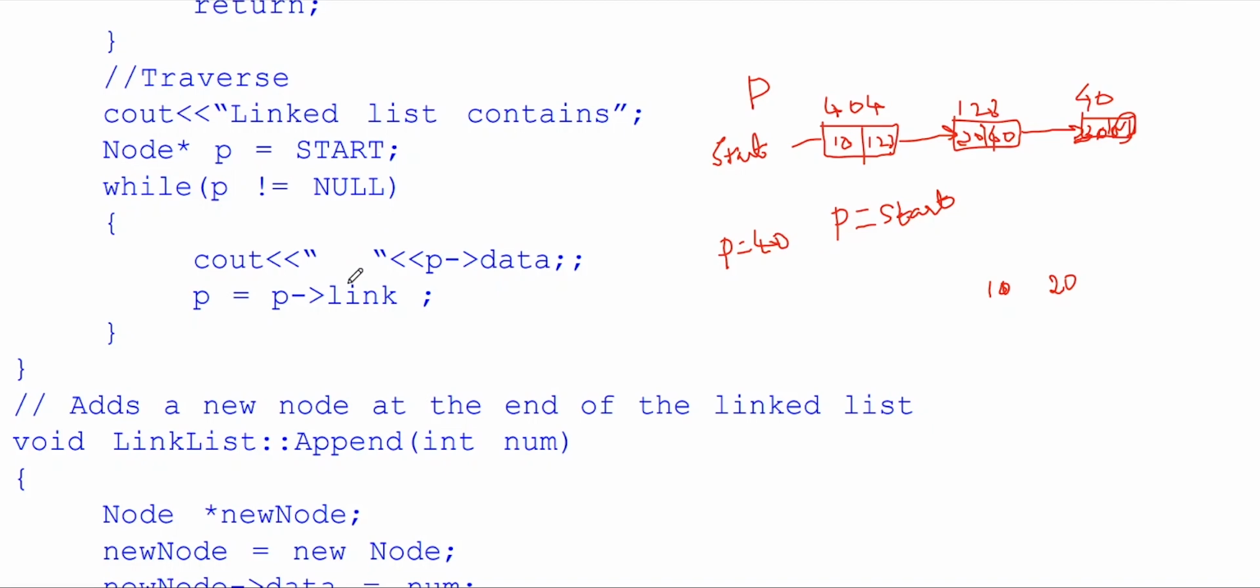Repeat again. So give some space and display what is the data at 40. The data at the 40 address is the value 30. 30 is displayed. What is the link field here? Null. So what happens to p? I think you can understand now: the link field of 40 is p, so we have a value which is null. Null not equal to null, false.